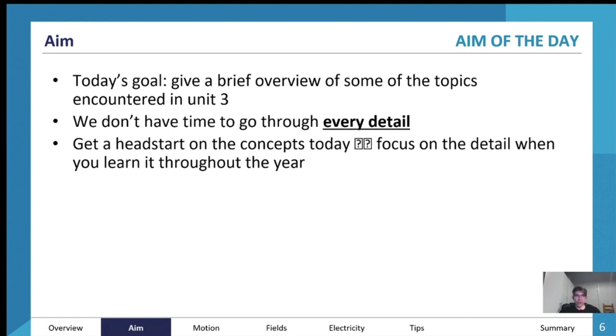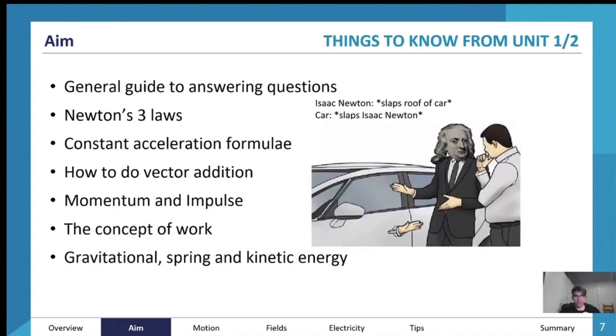So today's goal is to give a brief overview of some of the topics encountered in Unit 3. We don't have time to go through every detail. Just get a head start on the concepts today, and we can focus on the detail when you learn it through the year. Keep in mind the disclaimer: you can access the lecture recording and the slides. General guides to answering questions. Things to know from Units 1 and 2.